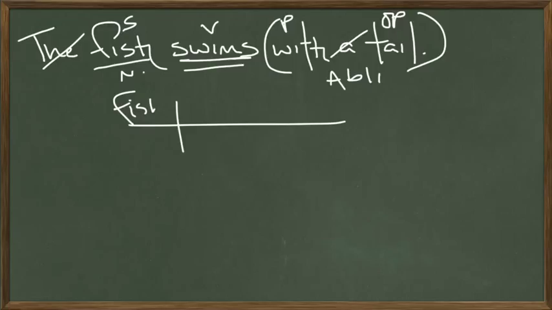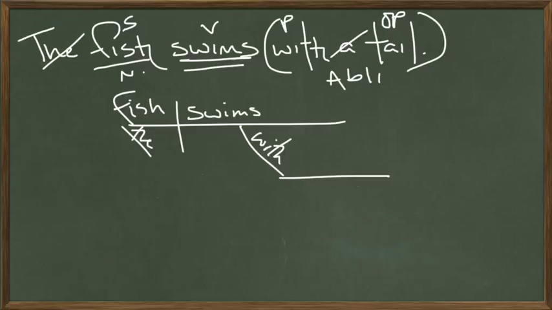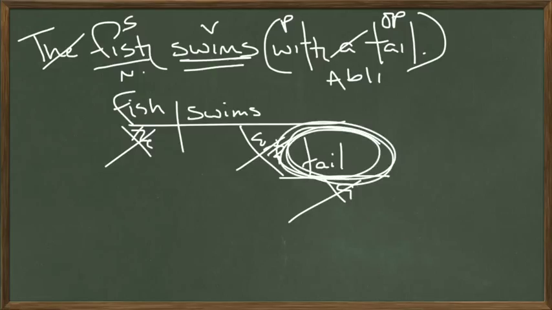Fish. The fish swims. And he swims with tail. Let's get rid of the words we don't need. We're not using the article adjective. We're not using with. So we have fish swims tail. That works so long as we put tail into the ablative case. Alright, here we go. So fish in Latin is piscis.